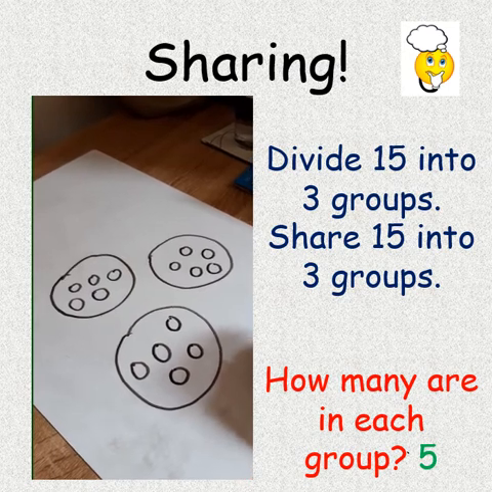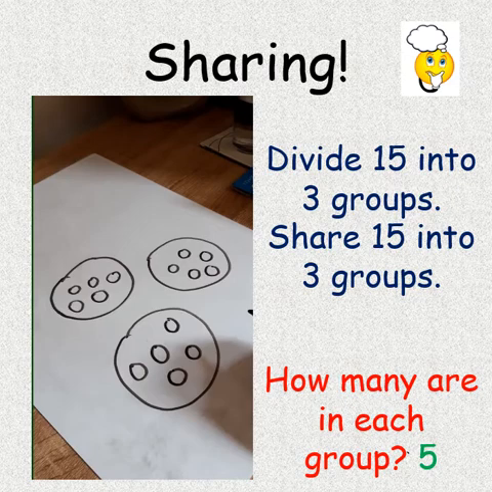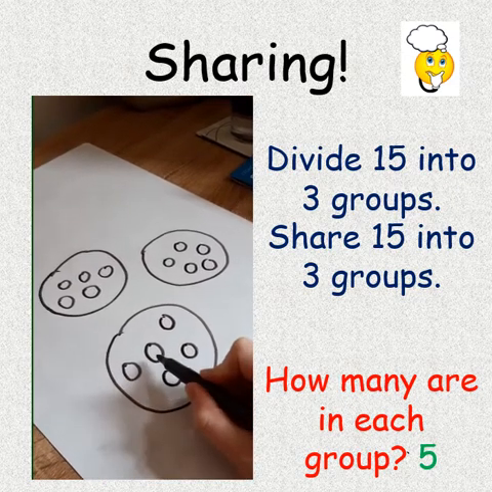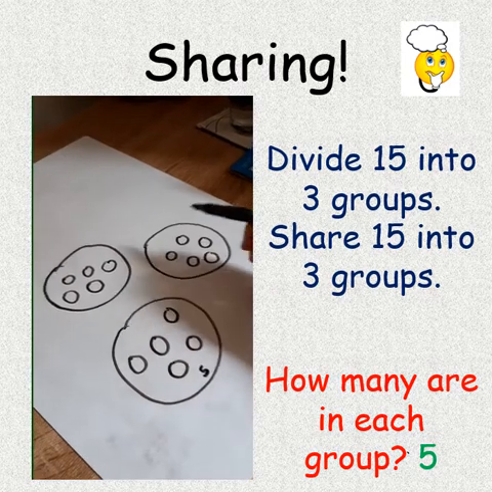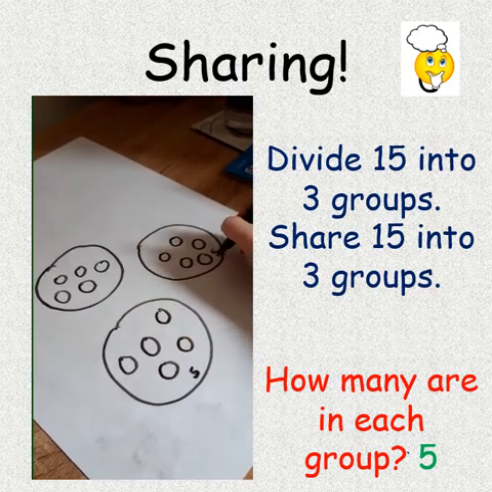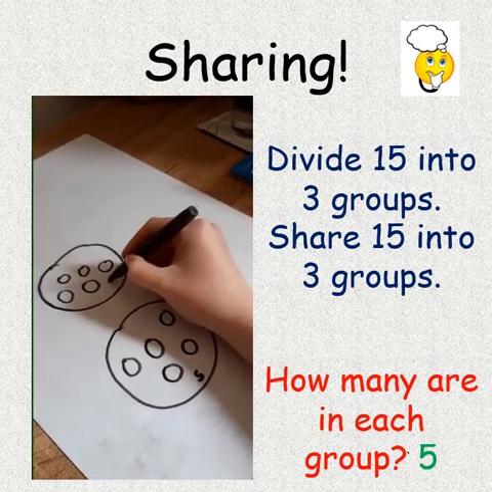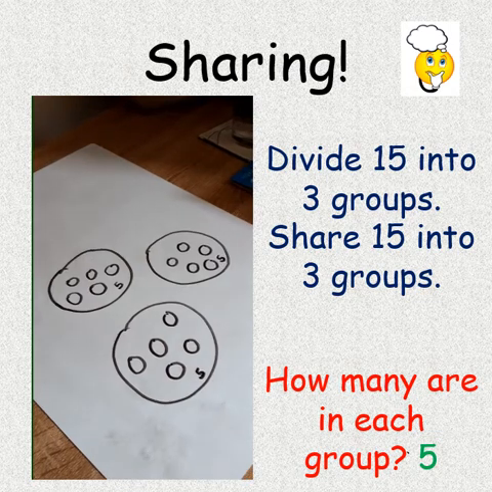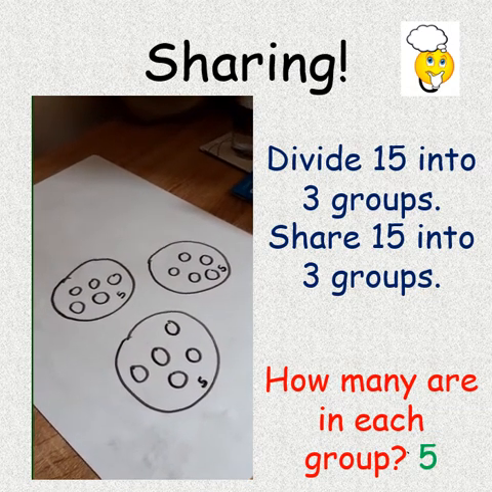Okay, so now I need to check to make sure I've done it right. I need to check that my groups are equal. So I've got 1, 2, 3, 4, 5 in that group. I'm going to write a little 5 there. I've got 1, 2, 3, 4, 5 in that group. And then I've got 1, 2, 3, 4, 5 in that group. So I know that 15 divided into 3 groups gives me 5.